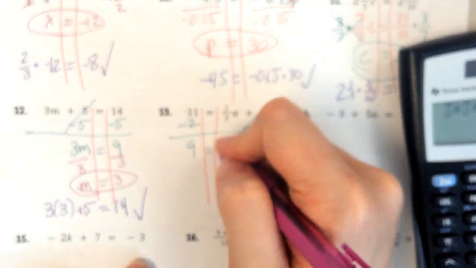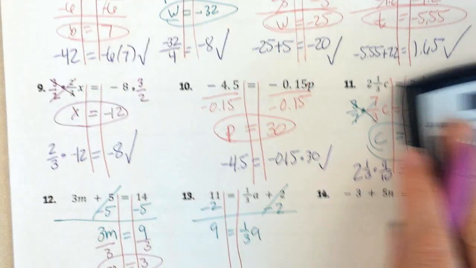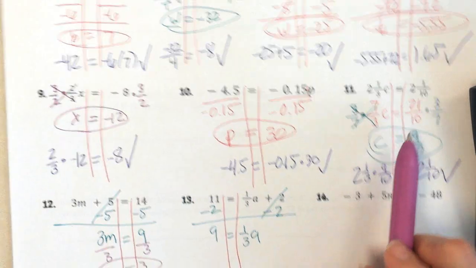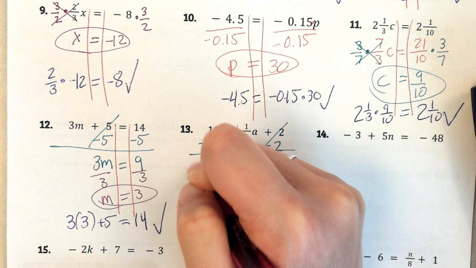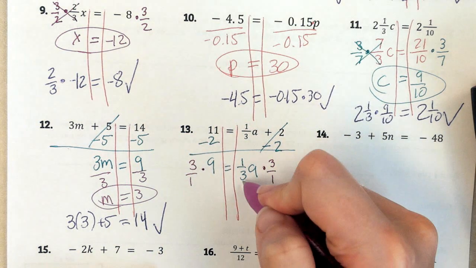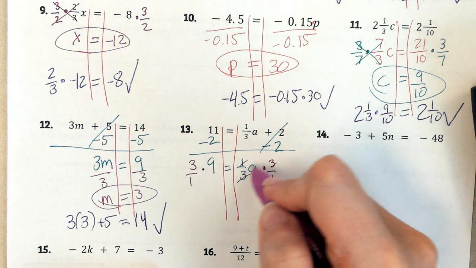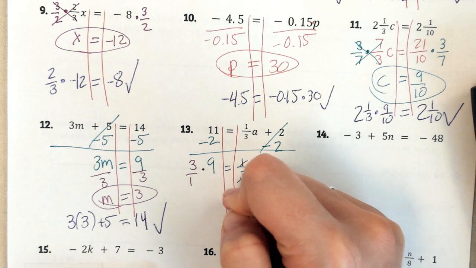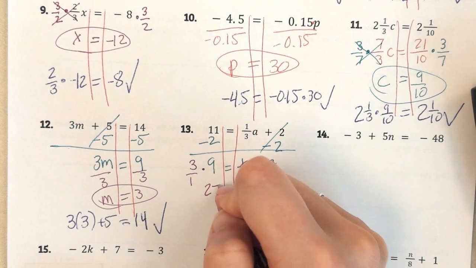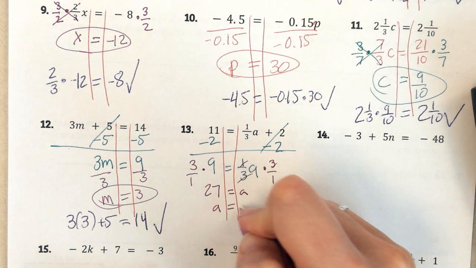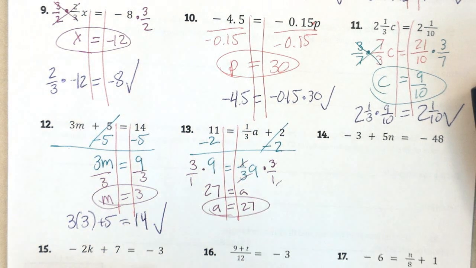To get rid of that fraction, remember, this is like that 9 and that 11. To get rid of that, we multiply by the reciprocal. So that way my 3's cancel and my 1's cancel, and all I would have left on the side is a. On the other side, 3 times 9 would be 27. So I have a is equal to 27 as my answer.